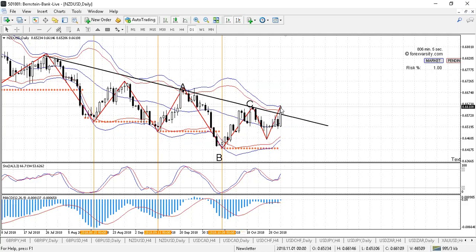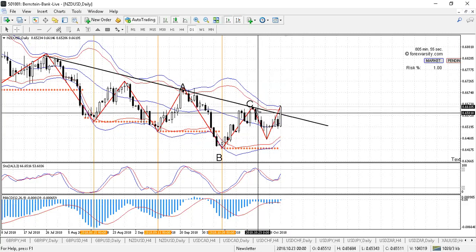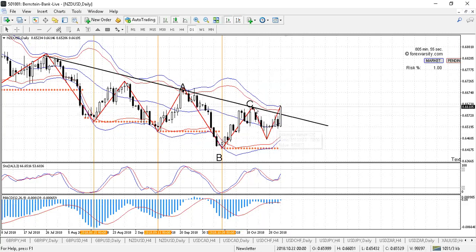So at the moment, it's now not only breaking through this trend line, but it's just about breaking above the point of C there. So when it's broken above that C point, then you know that the trend has actually changed. It's no longer a downward trend. In fact, you would actually have technically an uptrend. You have a higher low and a higher high.